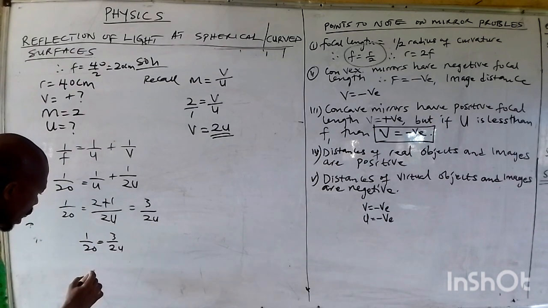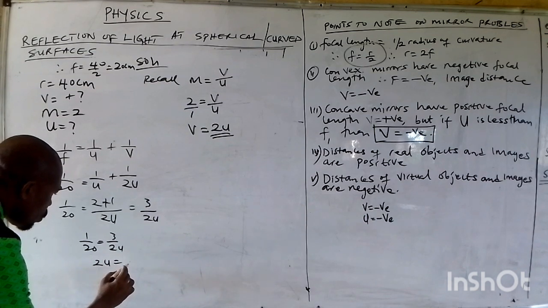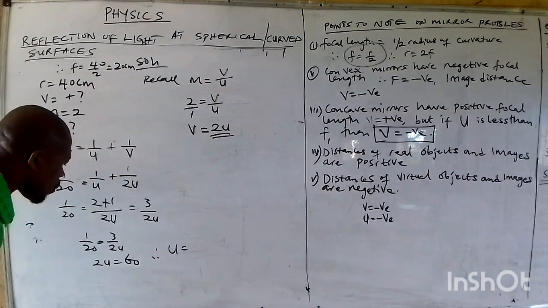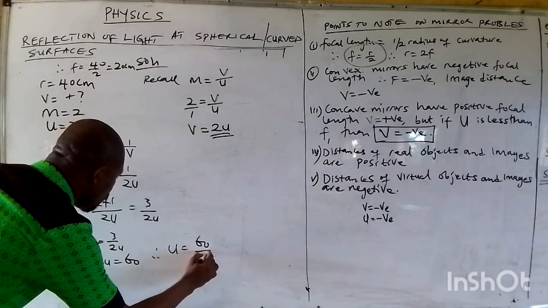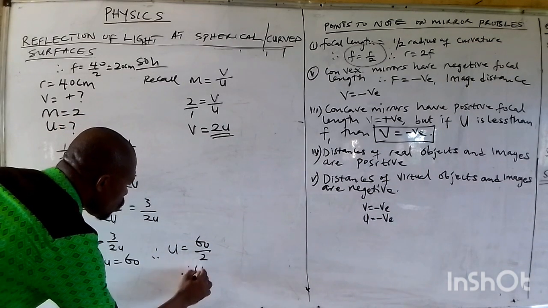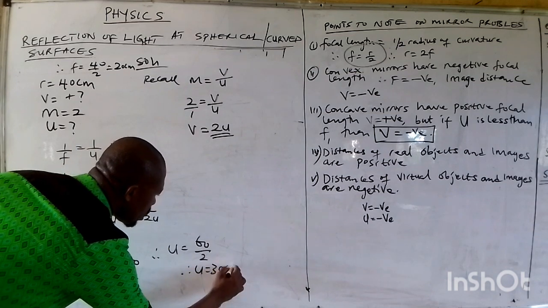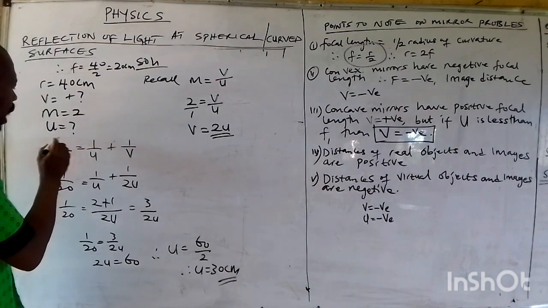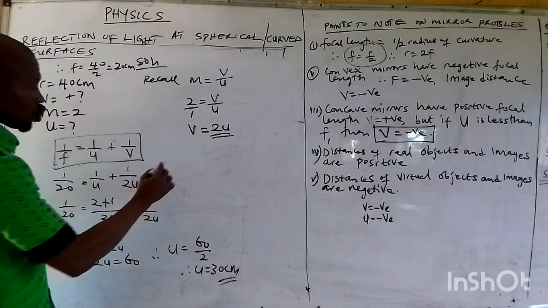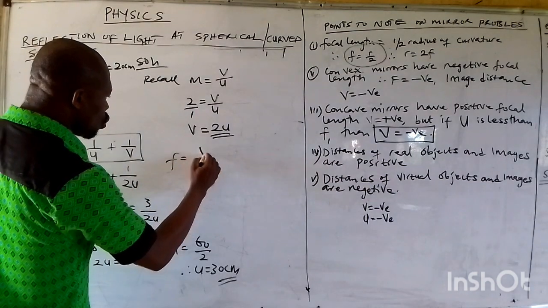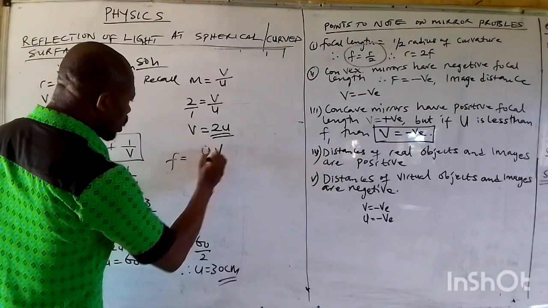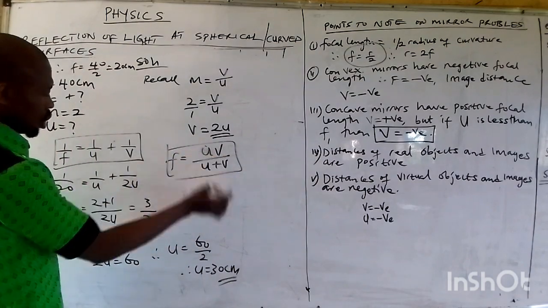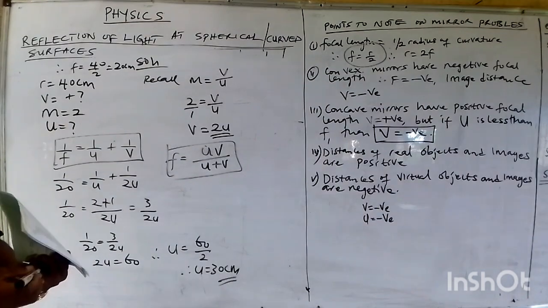Now, cross multiply: 2U is equal to 3 times 20, which is 60. Therefore, U is equal to 60 over 2, which gives us U equal to 30 centimeters. So this is our object distance. Remember, this formula is also F is equal to UV all over U plus V. If you substitute these values into V, you will still get 30 centimeters.